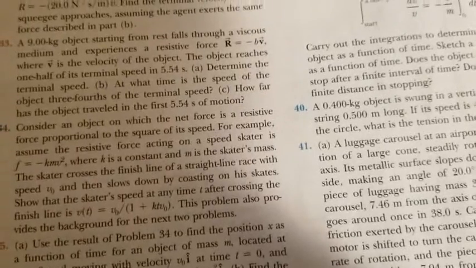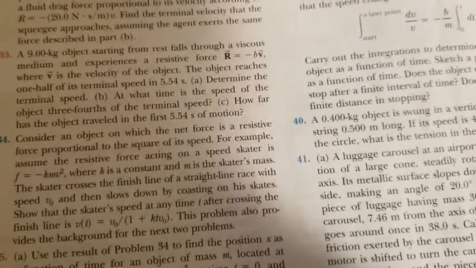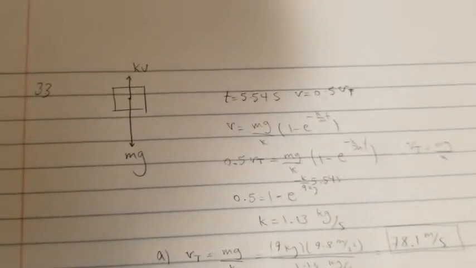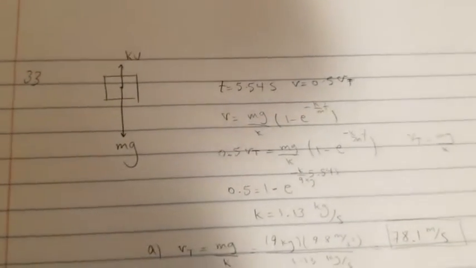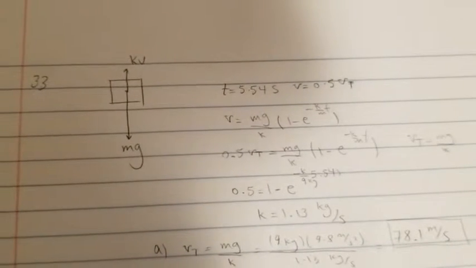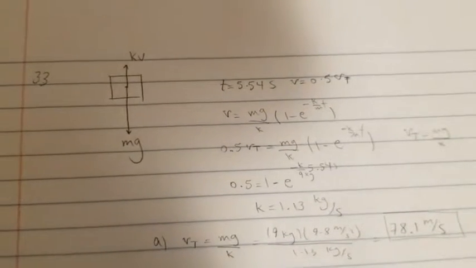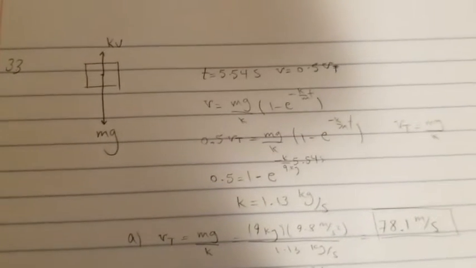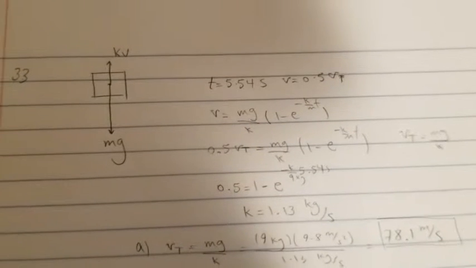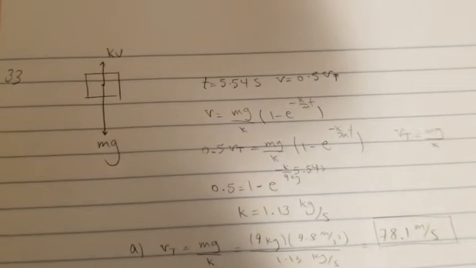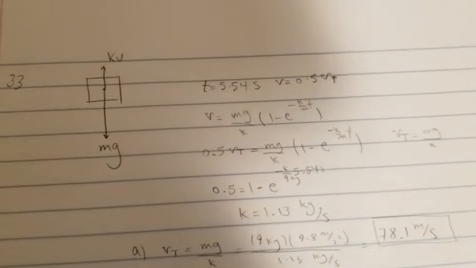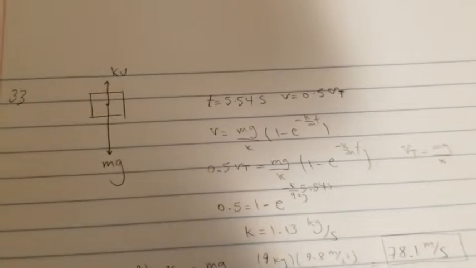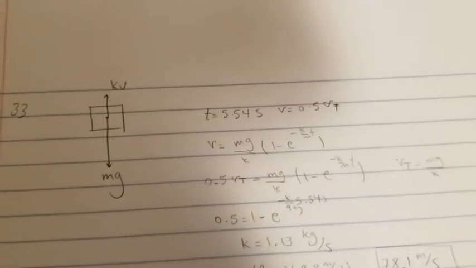How far has the object traveled in the first 5.54 seconds of motion? Okay, so firstly, this is our free body diagram. The only forces present are mg and the kv resistive force. And we are given that when velocity is one half of the terminal velocity, that happens at t equals 5.54 seconds. And now we want the terminal velocity.